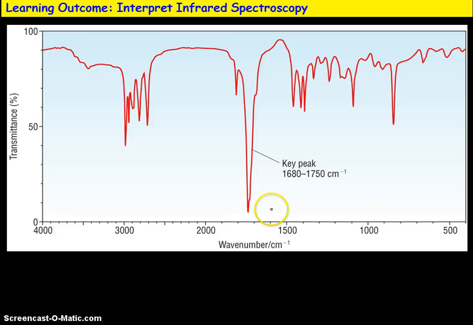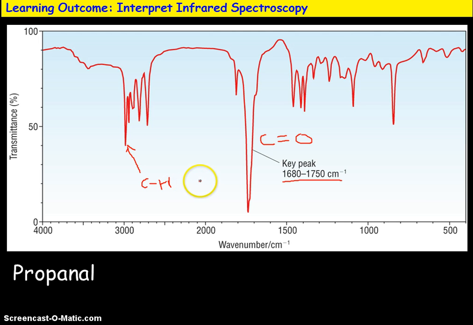This one has a key peak that corresponds to 1680 to 1750. So from your data table, you should see that will correspond to a C double bond O. So this molecule is clearly an aldehyde or a ketone. We can't say which one at the moment, but we know it's one of those two. And we also have a bond vibration at 3000, so that just again confirms our CH bond. This is propanal.